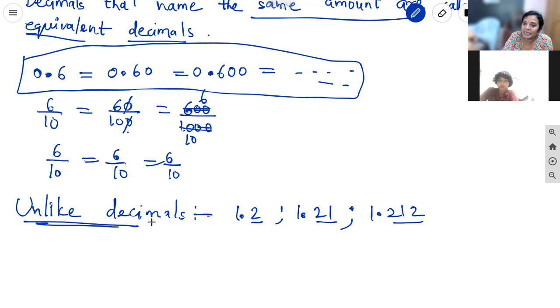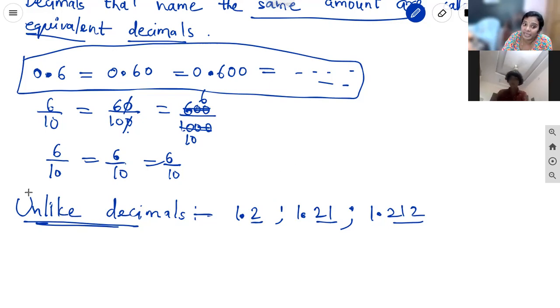Here, unlike decimals means these are in unlike form. Like fractions and unlike fractions: like fractions means the denominators have the same number. Such fractions are called like fractions. If the denominators have different numbers in simplest form, such fractions are unlike fractions.